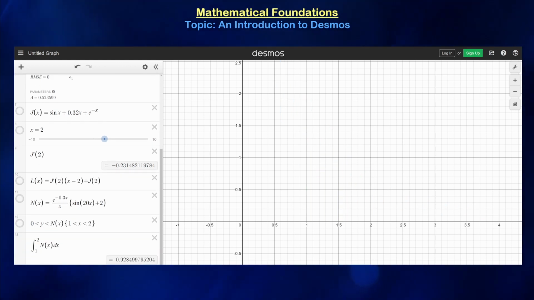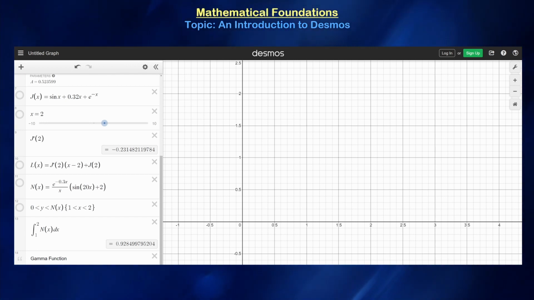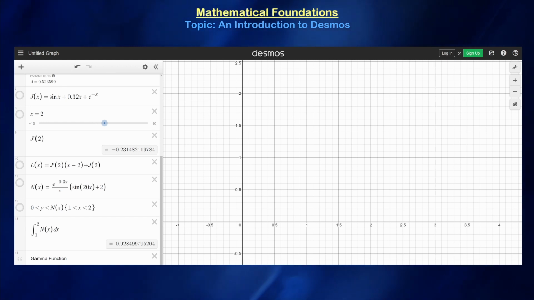So what about improper integrals? Let us define the gamma function. The gamma function is an analytical extension of the factorial function, because you know that the factorial function is only defined on the natural numbers. 0 factorial, 1 factorial, 2 factorial, 3 factorial. It's just the product of all of its preceding natural numbers.